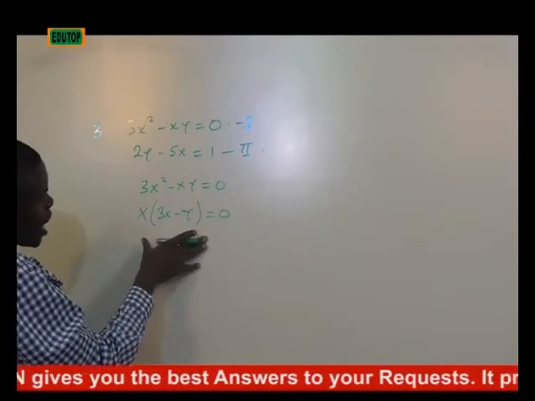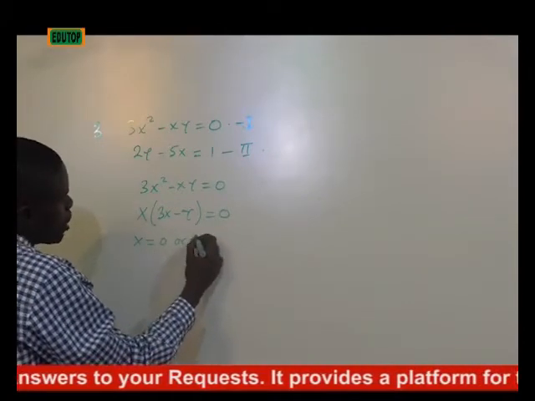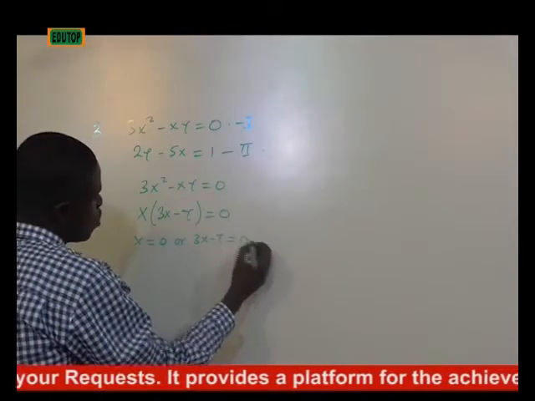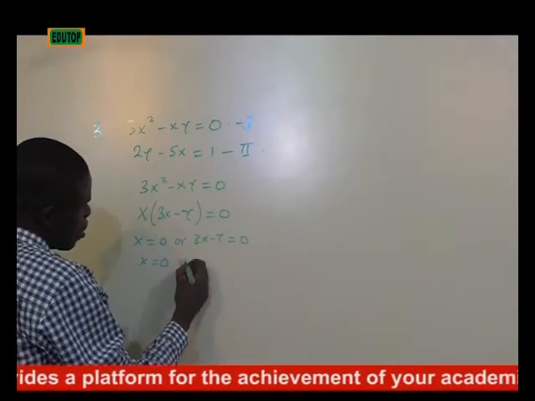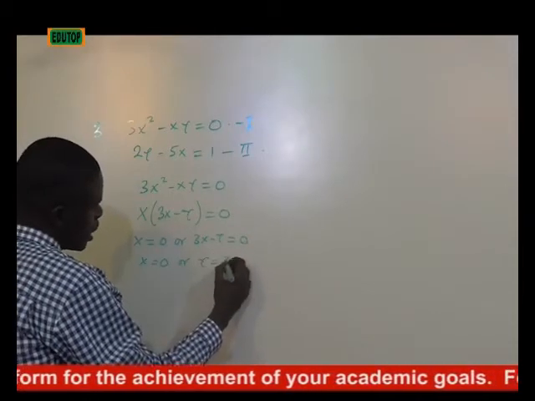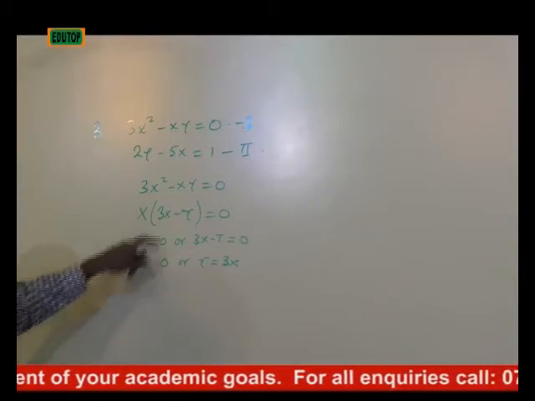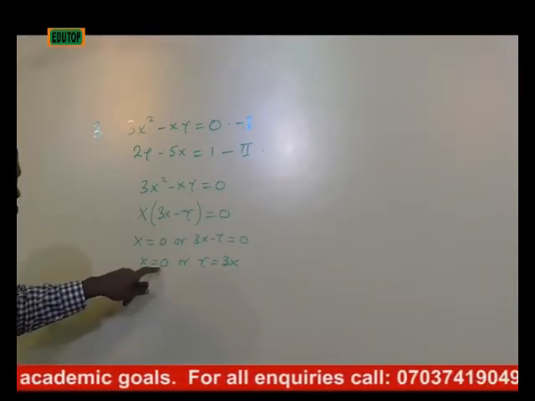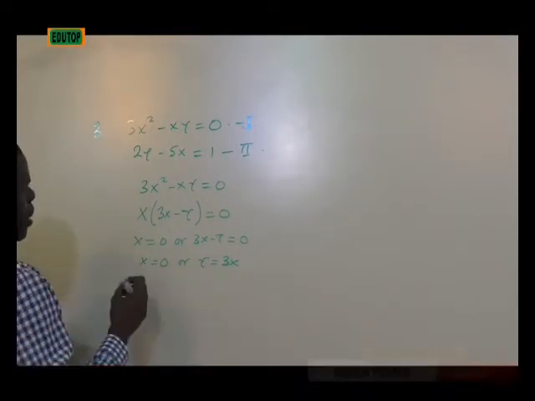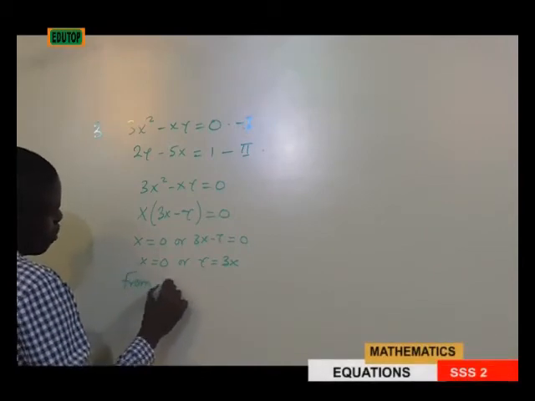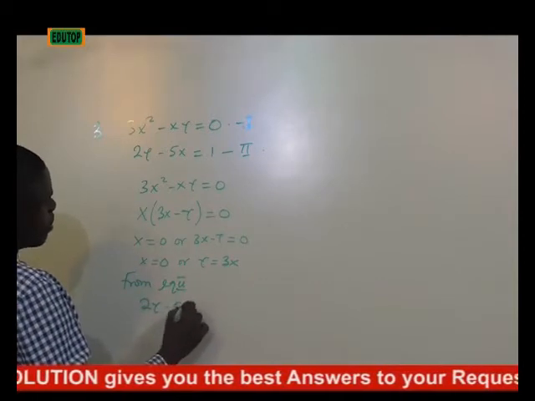And when you have an equation like this, it means that your x can be equal to 0, or 3x minus y is equal to 0. And by so doing, if x equals 0 here, then your y is equal to 3x. Then, since x is equal to 0, I can put the value of x equals 0 into equation 2 to get my y. From equation 2, which is 2y minus 5x equals 1.